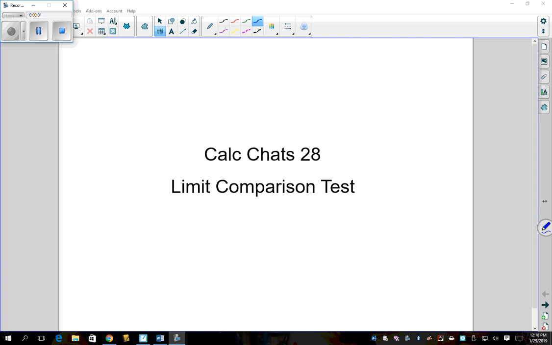Welcome to Calc Chapter 28. Today we're going to be talking about the limit comparison test. Just from its name, we can kind of tell that this is similar to the direct comparison test, but instead of directly comparing two series, we're actually going to be looking at the comparison of their limits.